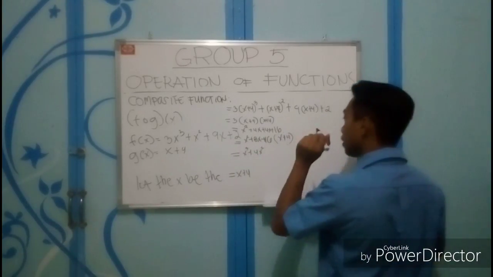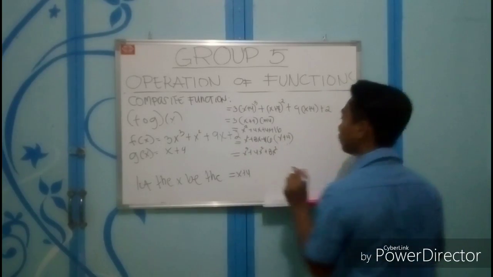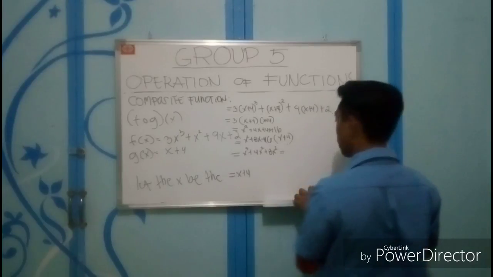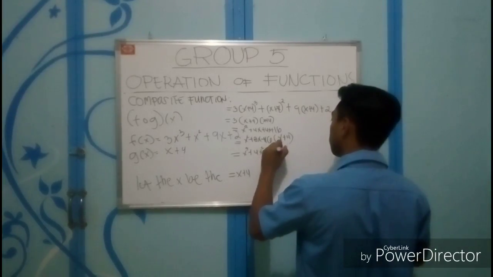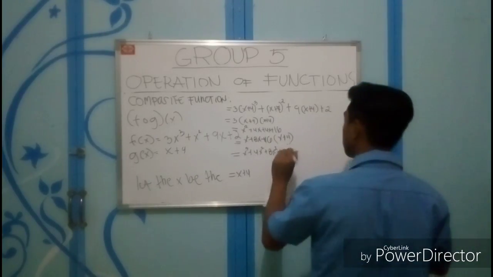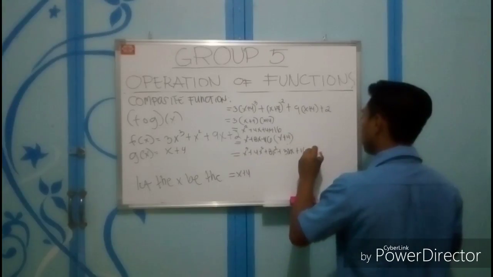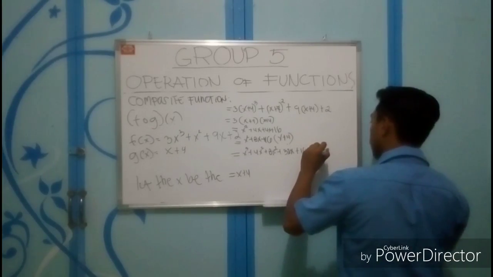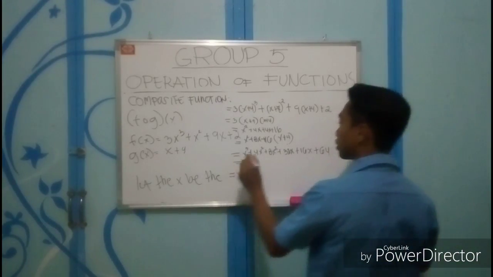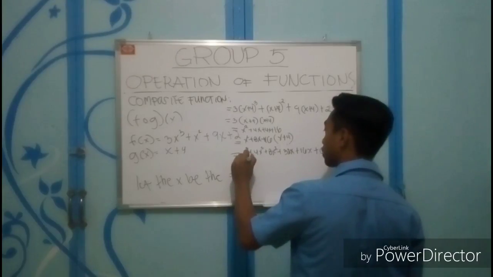Then 8x times x is equal to 8x squared. Then 8x times 4 is equal to 32x. Then 16 times x is equal to 16x. Then 16 times 4 is equal to 64. Then combine like terms. Since x cubed has no like terms, copy the x cubed.